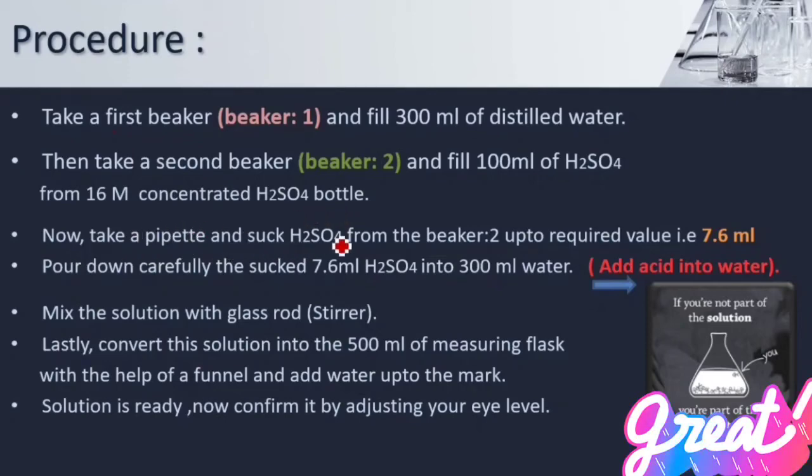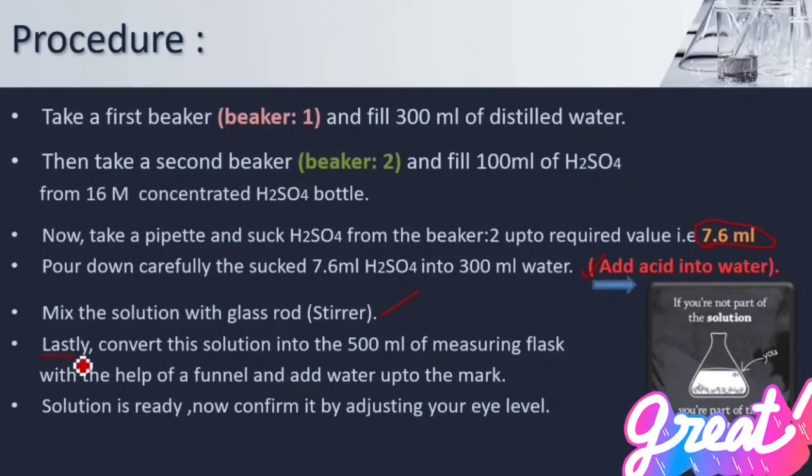Now take a pipette and suck H2SO4 from beaker 2 up to the required value, that is 7.6 ml. It comes from our calculation. Pour down carefully the sucked 7.6 ml H2SO4 into 300 ml water. And always remember, add acid into the water. Mix the solution with a glass rod or stirrer. Remember that always make a solution in a beaker and then convert it into the flask.